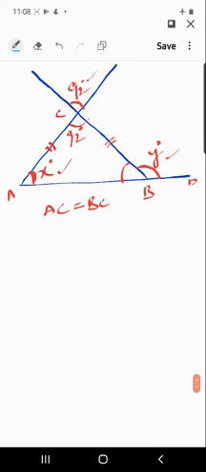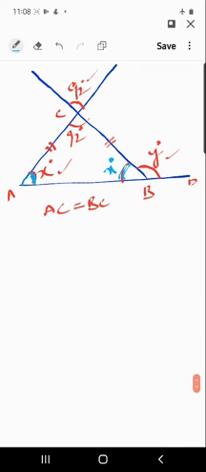That means you see these two angles, angle A and angle B, these two angles are the opposite angle of AC and the opposite angle of BC. So already AC and BC are equal, we know that. So their opposite angles are also equal. That means if angle A is x, then angle B is also x. These two angles are equal, by that.